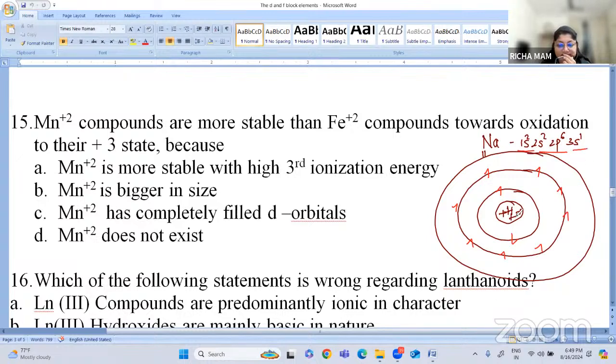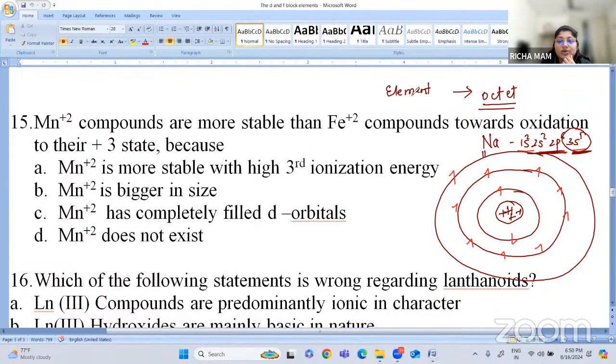Now in the third orbit, the next orbit, you have only 1 electron. If the sodium gives this 1 electron, what is the next electronic configuration? It will be 8, an octet. So it will be in its octet state. We know that whenever any element is in its octet state, it will be in its most stable form, right?